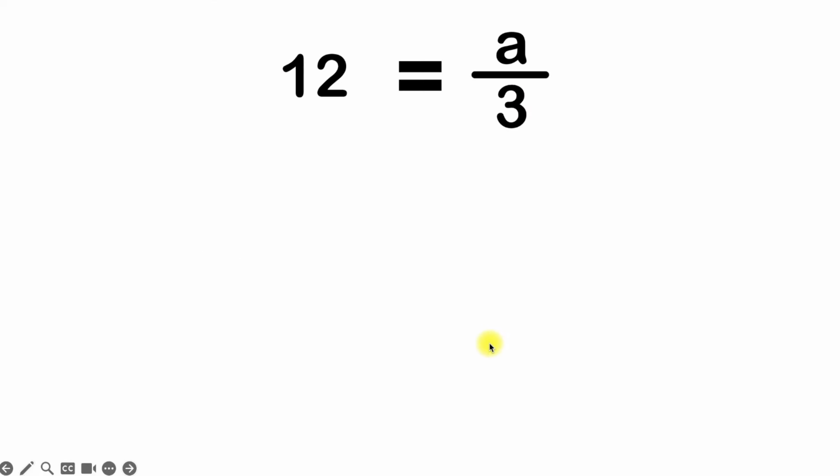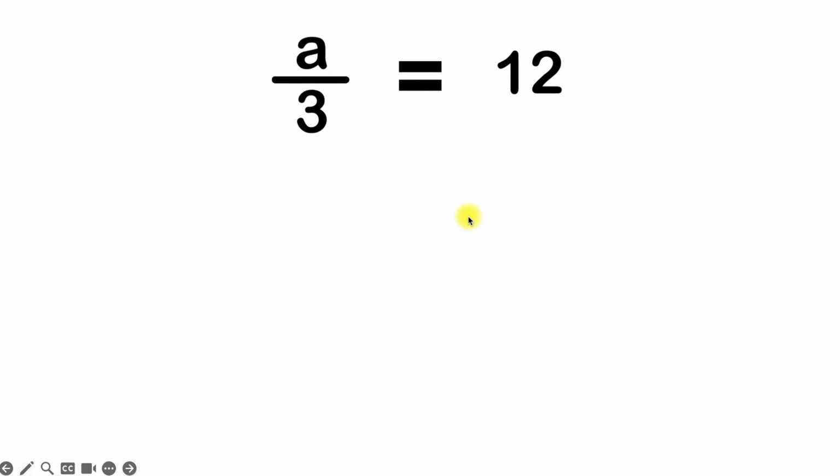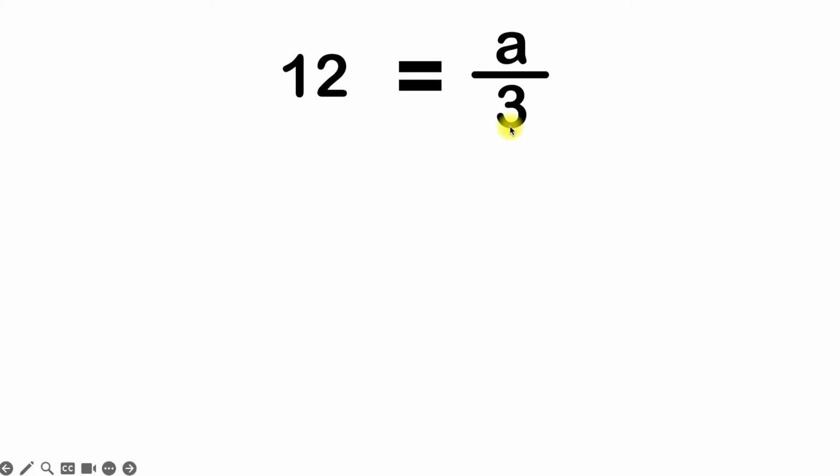Here's our next example. And it's a little trickier because we're starting with the variable on the right side. But keep in mind that that doesn't matter. We could have it with the variable on the left. We could have it with the variable on the right. But because they're equal, the side doesn't really matter. We'll follow the same process.